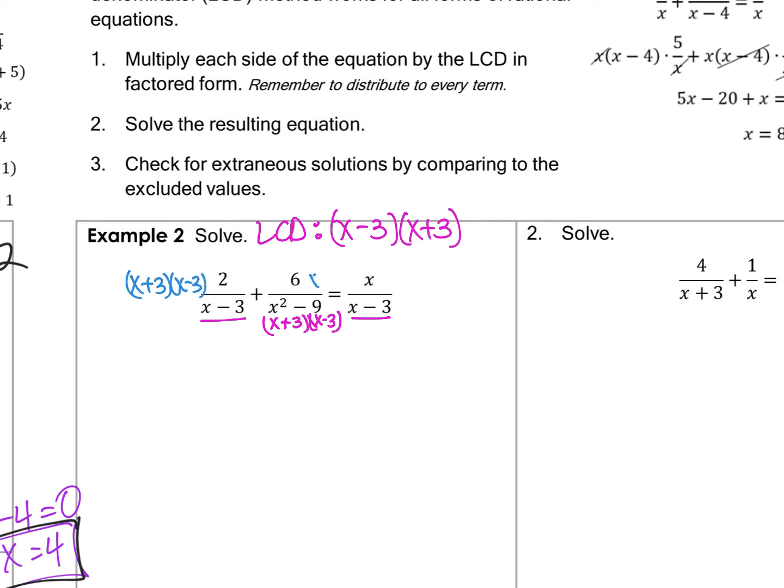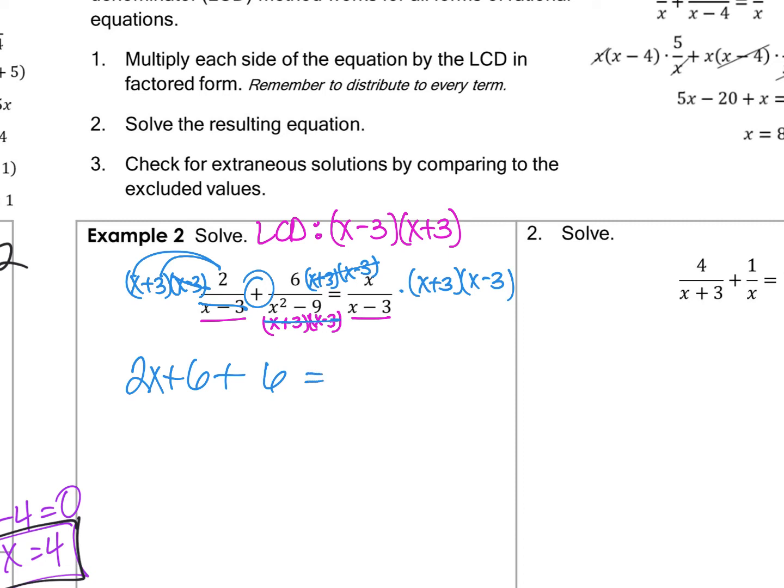I'm going to go through and multiply every single term by that LCD. The reason for this is because we should cancel the denominators out, because remember, if it's on top and then diagonally, we can cross it out. So notice this cancels with this one. I need to distribute. That's 2x plus 6. Bring down your plus sign. Notice both of them cancel, so I'm just left with a 6. And then on the right side, the x minus 3's cancel. I need to distribute, that's x squared plus 3x.